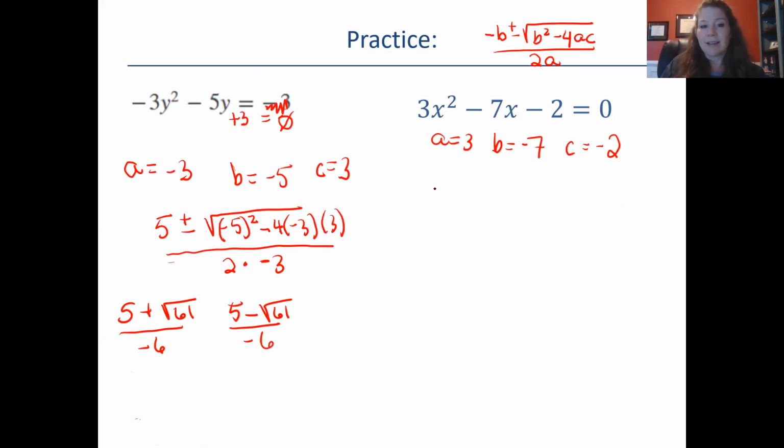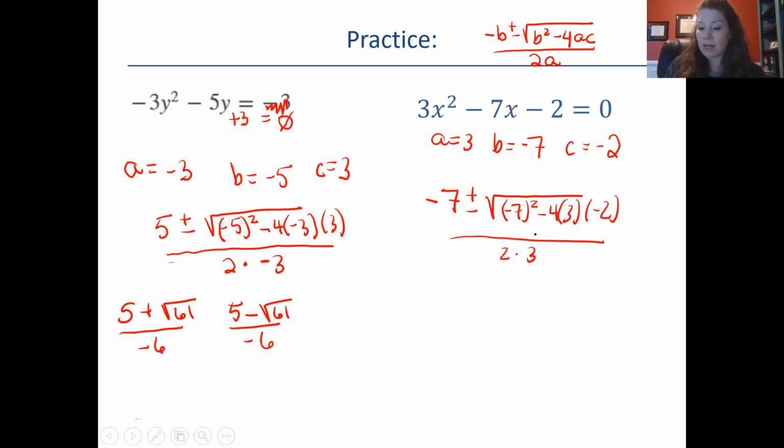Look at that. Okay, so what about the next one? So we're going to do the opposite of negative 7. So 7 plus or minus the square root of negative 7 squared minus 4 times 3 times negative 2 all over 2 times 3. So I'm getting my calculator. I'm doing 49 minus 4 times 3 times negative 2, and I get 73.